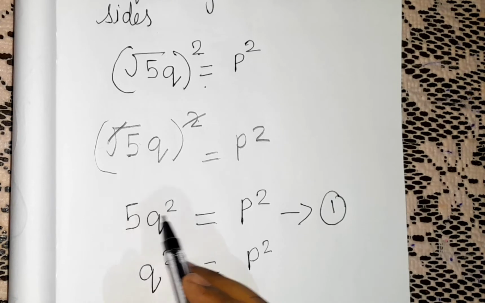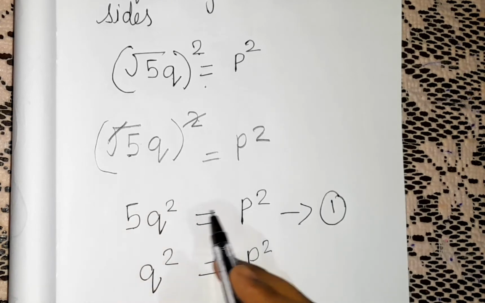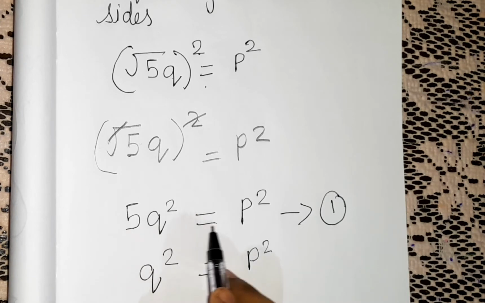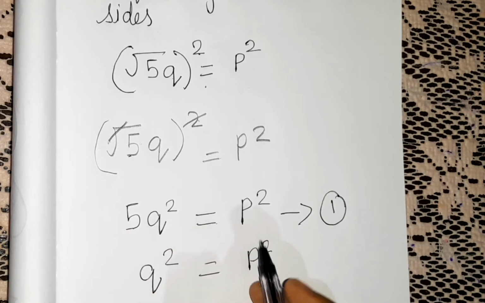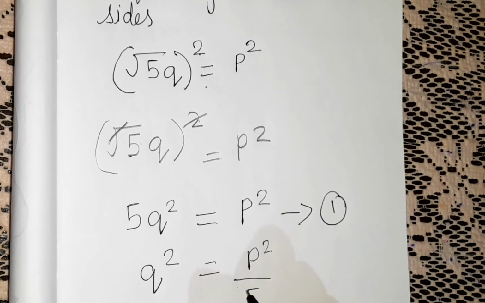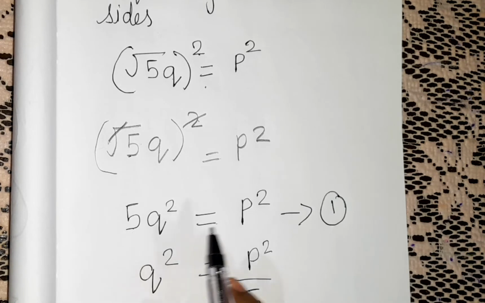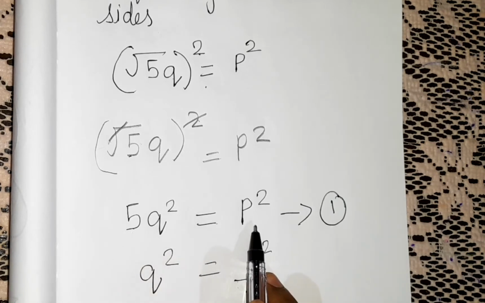When it crosses this bridge, that is the equal to, when it comes this side, it is division. So now it is p square divided by 5. Here it is in the multiplication form, that is 5 into q square. So when this 5 comes this side, then it is in the division form.